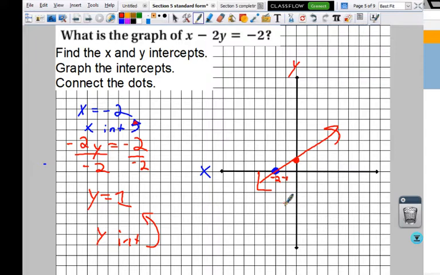So, on standard form, you find your x-intercept, you find your y-intercept, you put your 2 dots and connect them. That's it. You don't follow slope. You don't have to do anything like that. You just make your dots and connect them, and you're done.